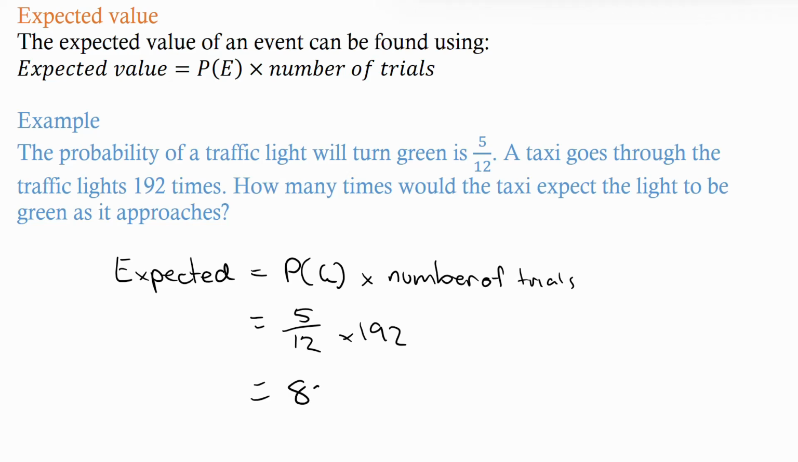And that equals 80. So you would expect 80 times that the light will be green as a taxi goes through. Other than that, every other time, you would expect it to be a different color. So we covered a lot in that video. Feel free to pause it, go back, rewatch each example or my explanations of each part. But we did cover a lot in this video.